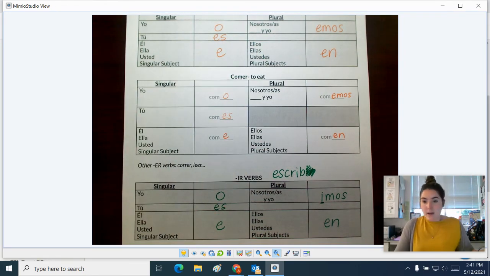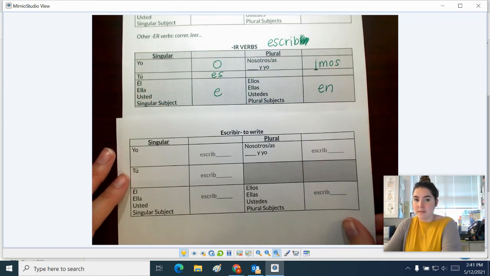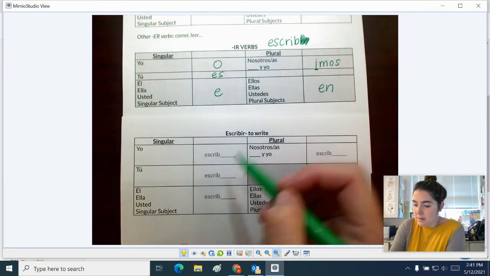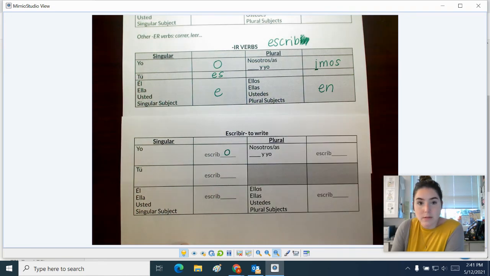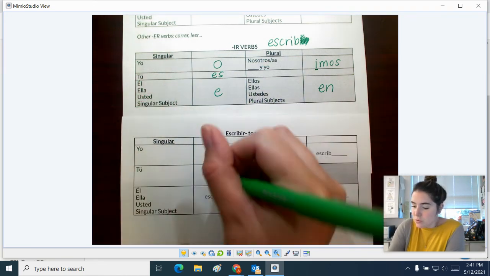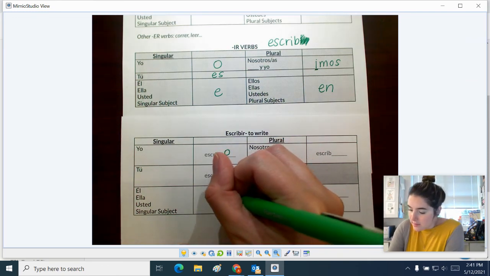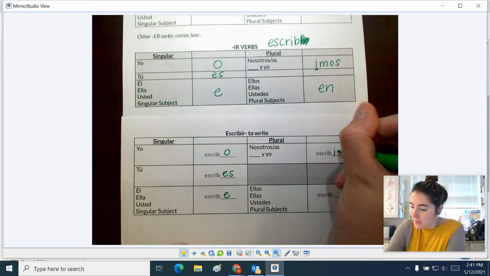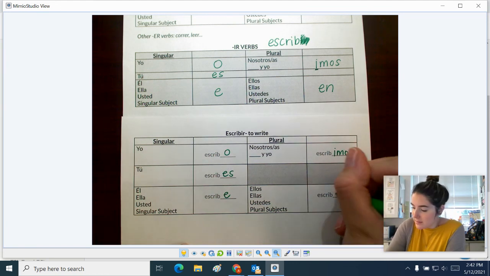Now let's take that and we're going to plug it into the verb escribir. So I have already pre-written my stem here. So if I want to say I write, yo escribo. You write, tú escribes. He, she, you formal, or it writes, escribe. We write, escribimos. And they write, escriben.